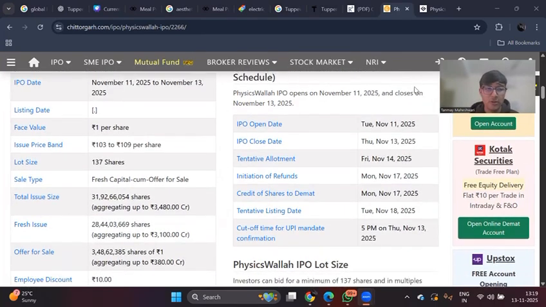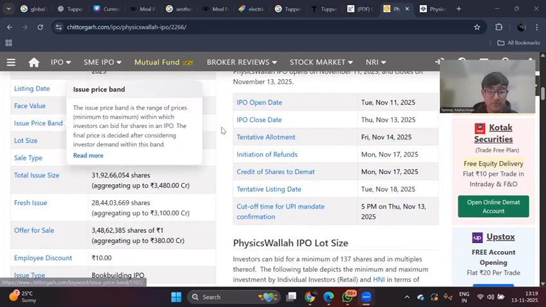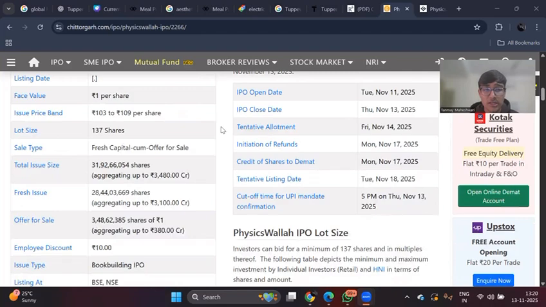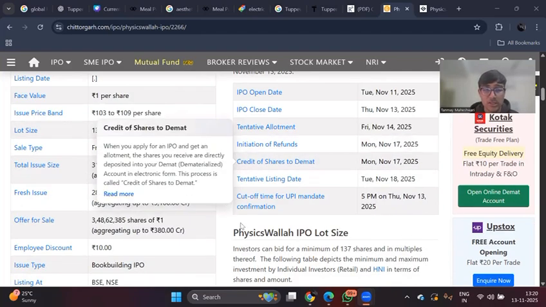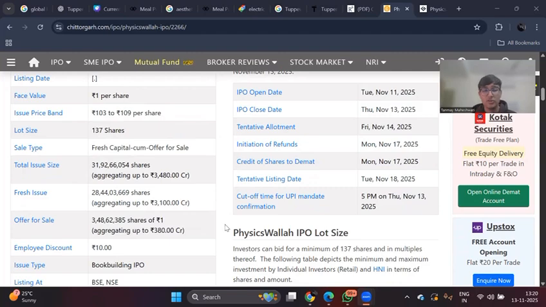If we look at the details of the IPO, the face value of shares is rupees 1 per share. Then issue price band is rupees 103 to 109 per share. Lot size for minimum application is 137 shares. Then there's the total issue size. And the good thing is that fresh issue makes up the larger part of the total issue, which means that more capital is being pumped into the company, which will eventually be utilized for growth and investment.